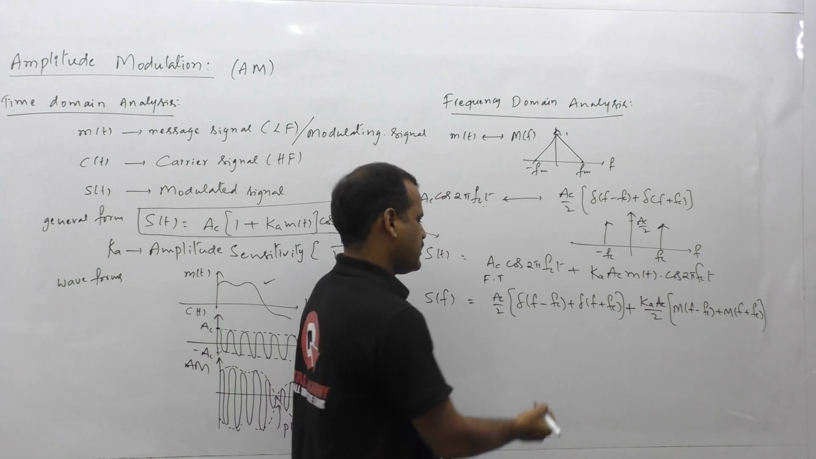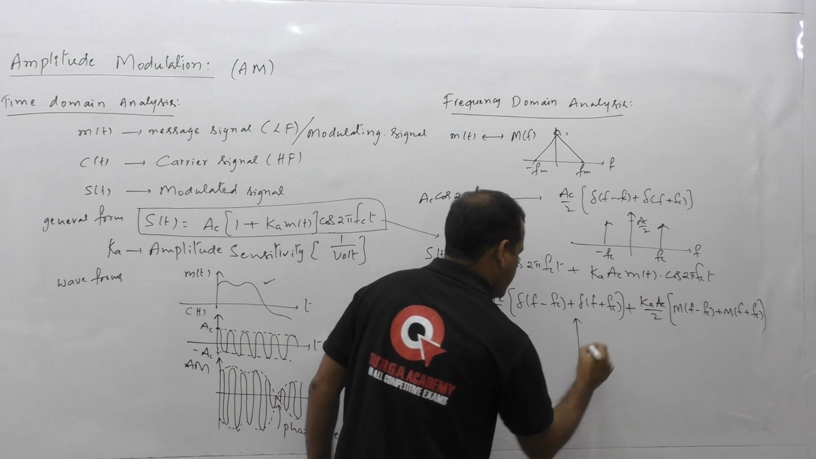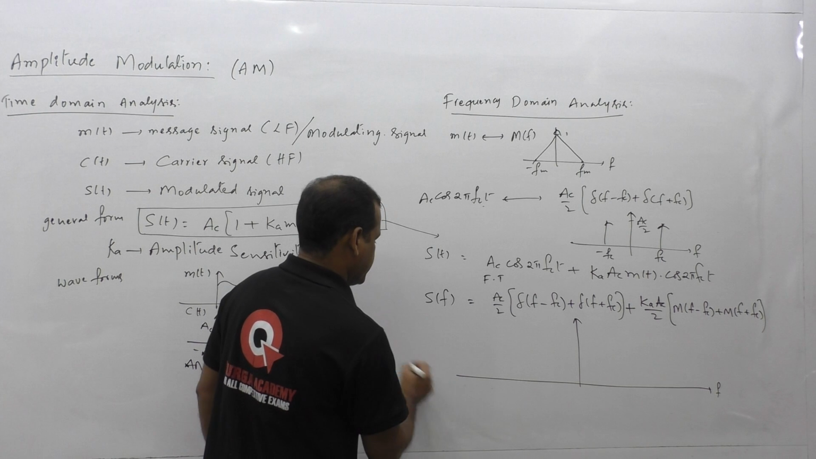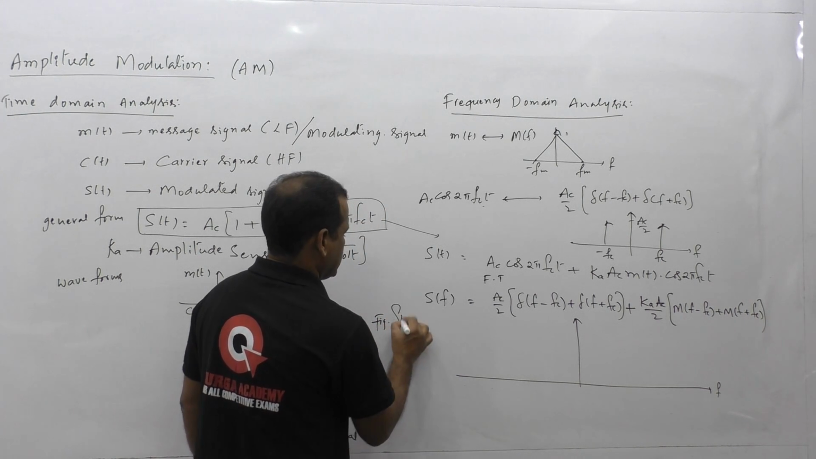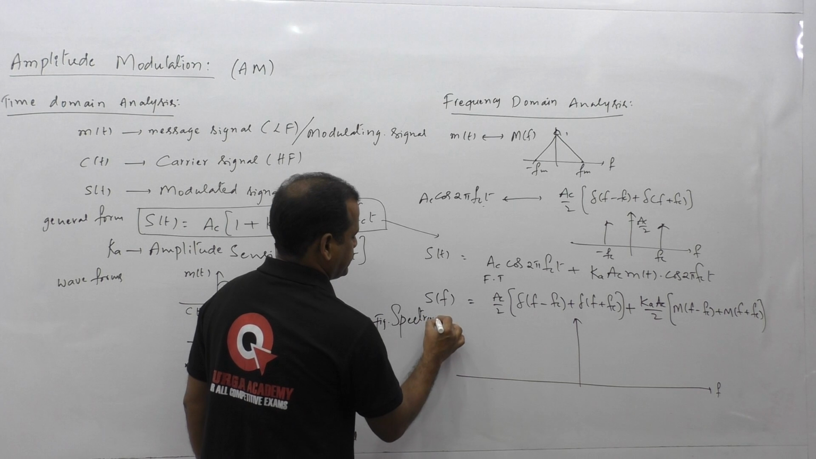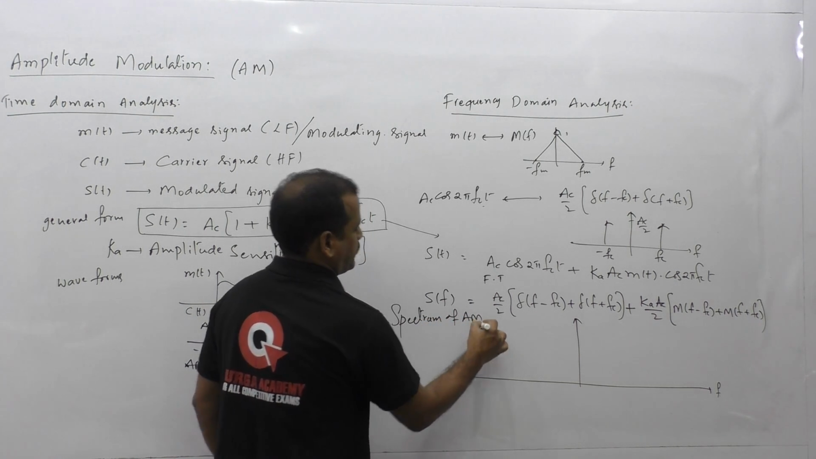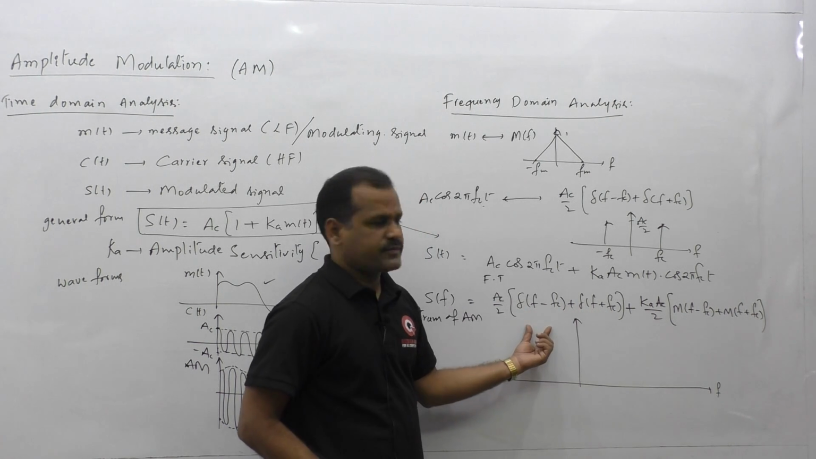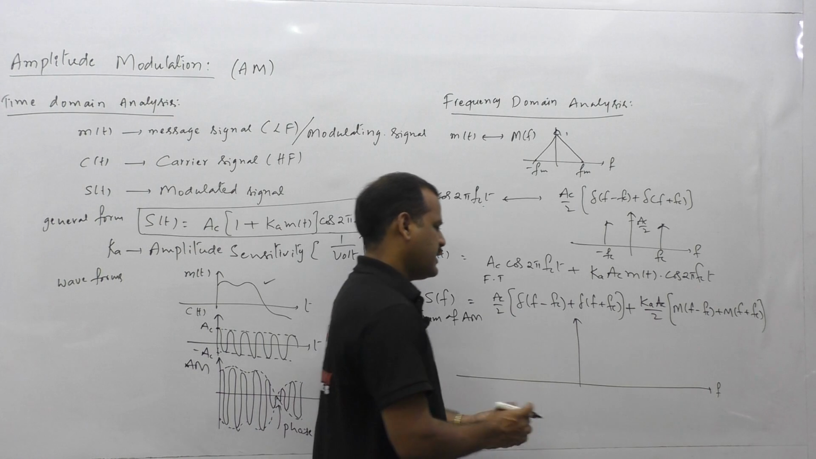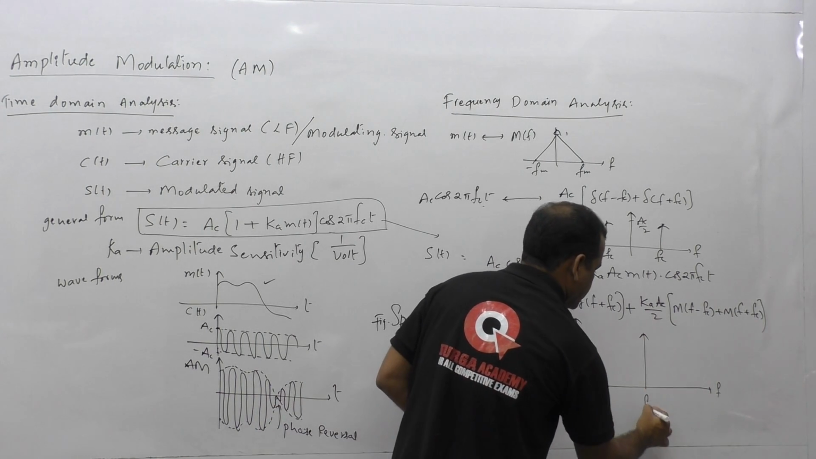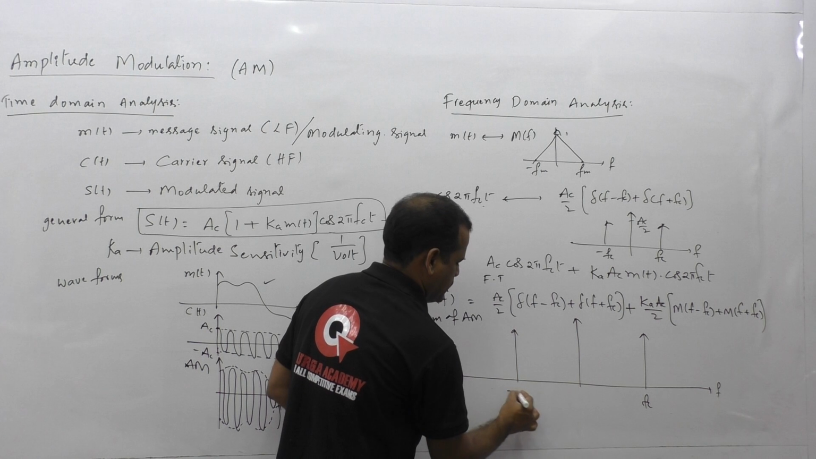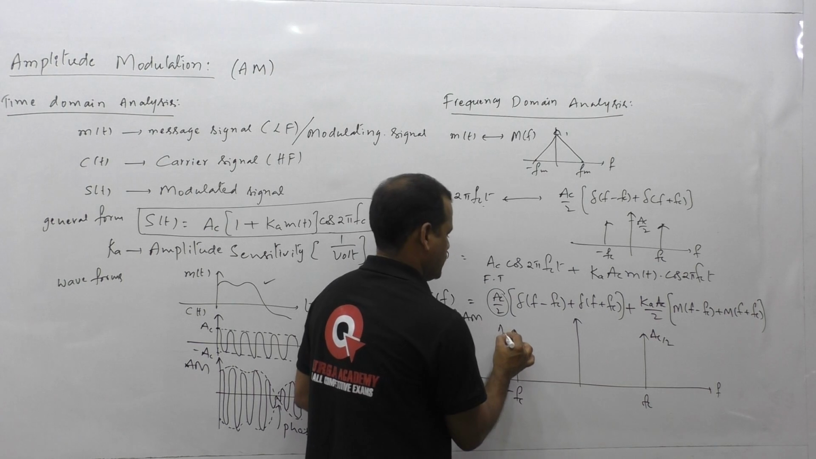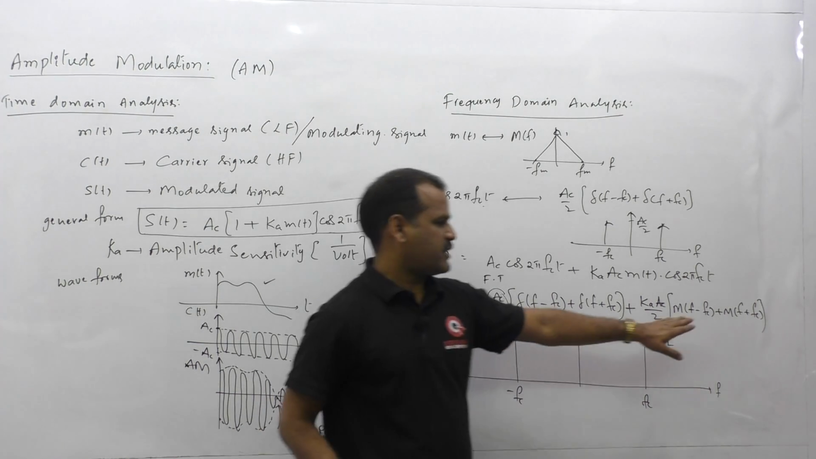So let us plot this S of f waveform. This is called the spectrum of AM. I am going to plot the spectrum of AM, where this spectrum consists of a first term having two delta functions. Let us plot these two delta functions at plus or minus fc with amplitude AC by 2. Let us consider the second term.